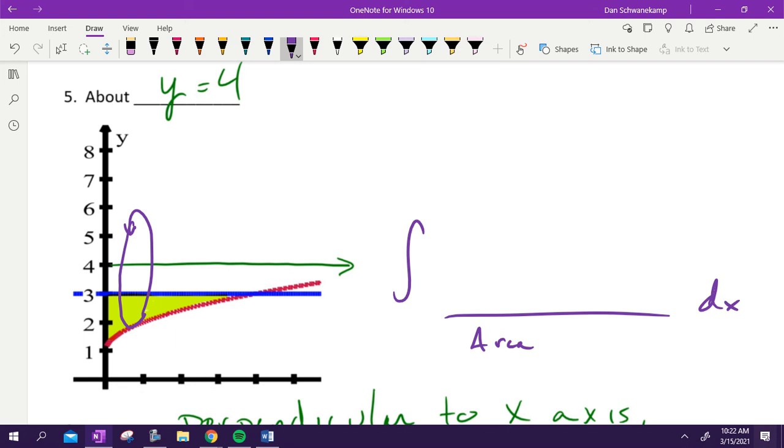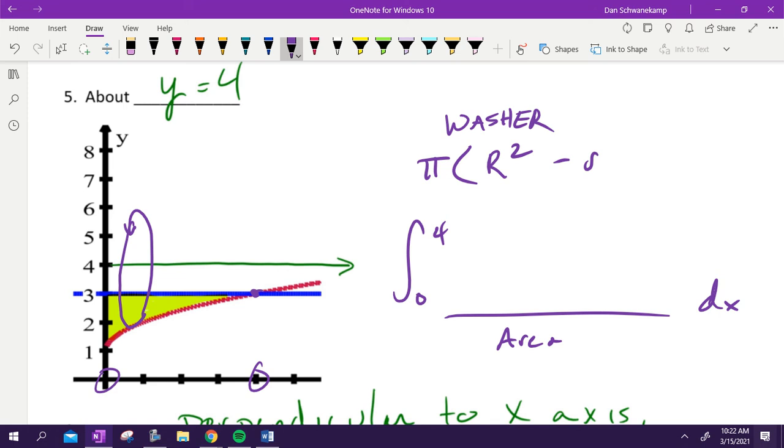So I need x bounds. I'm going from 0 until 4. I know it looks weird, but it does intersect at 4. So 0 to 4. What is my shape going to be, a disc or a washer? It's a washer because there's a big old space here in between the shape and the line I'm revolving around. So if I'm doing a washer, it is pi, parentheses, big R squared minus little r squared, because it's big circle minus little circle. We can factor the pi out.